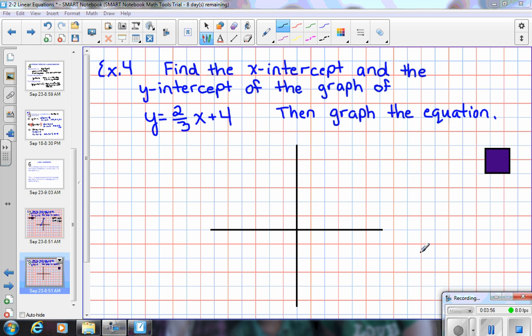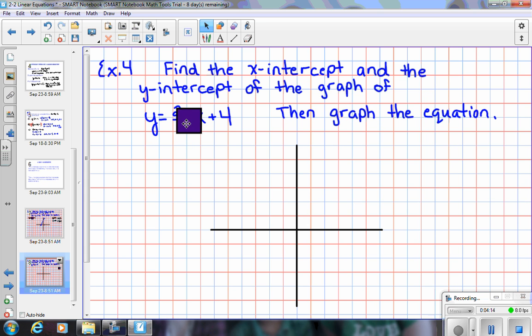Okay, let's try this one. We have y equals 2/3 x plus 4, and we want to find the x and y-intercepts. Now we could actually find the y-intercept very easily from this. We're going to let x equal 0. When I let x equal 0, this whole term goes away because 0 times 2/3 is 0. So I get y equals 4. It's very easy to find.